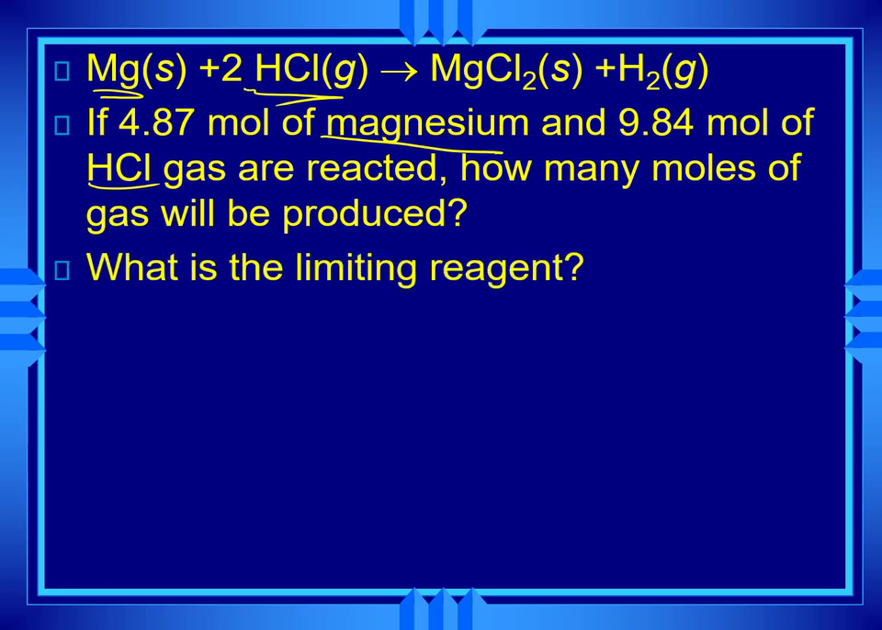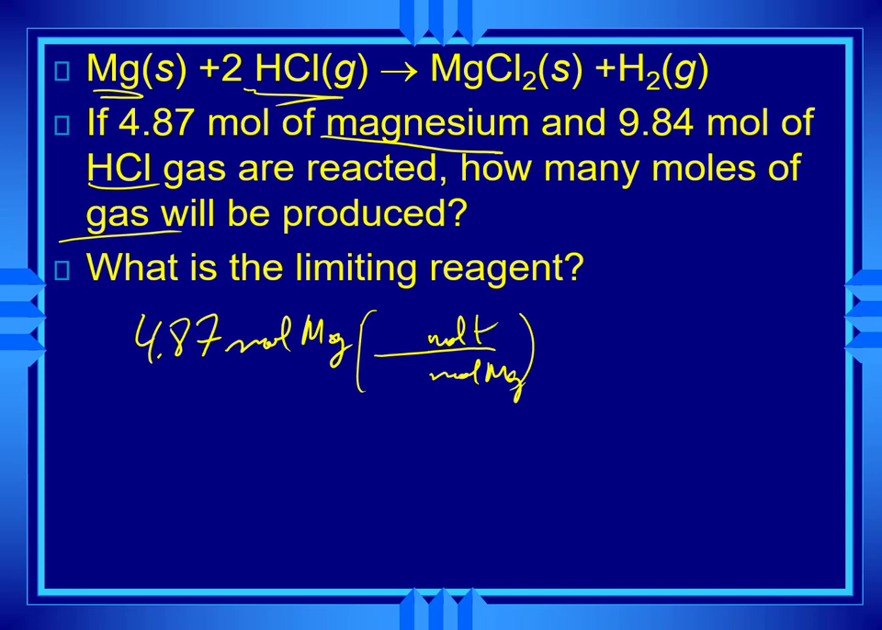So here, what's the limiting reagent? You have to see, you can't just look at the numbers. So 4.87 moles of magnesium. And I want to get rid of moles of magnesium and turn it into a product. Which product should I pick? I should pick H2 because it said moles of gas. So I'm going to pick the H2. And that's 1 and 1. I can do that without a calculator. 4.87 moles of H2.